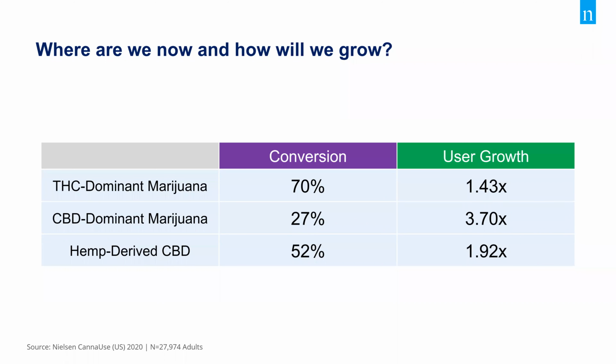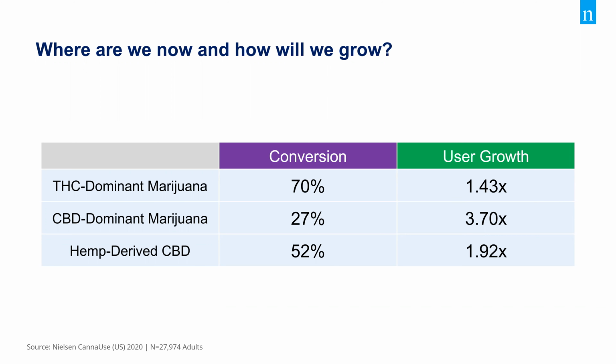If we look at user growth, comparing the current consumption against what that future number could be, you could see that for THC dominant marijuana, you're looking at a growth factor of almost 1.5 times. For CBD dominant marijuana, because it has such lower penetration right now, that user growth could reach upwards close to 4 times growth in the next 12 months if we were to hit that saturation rate. For hemp CBD, again, looking at a growth of about 2 times.